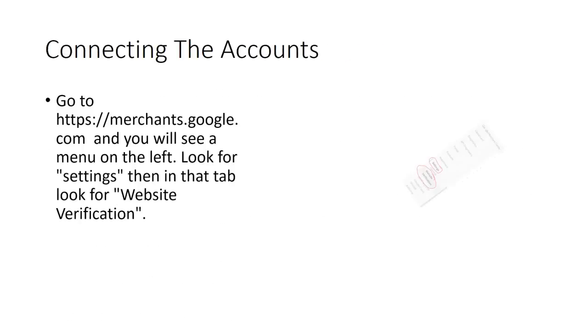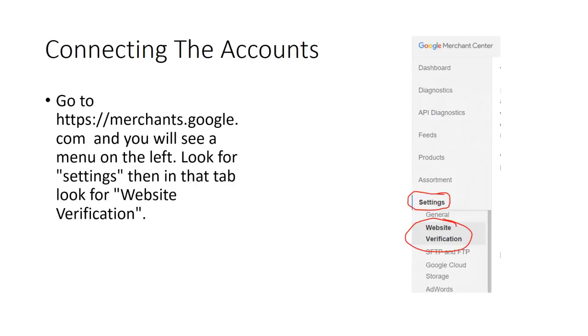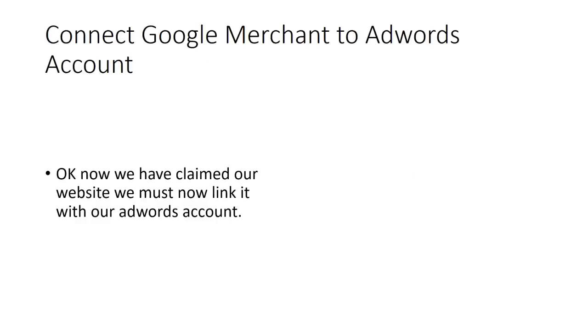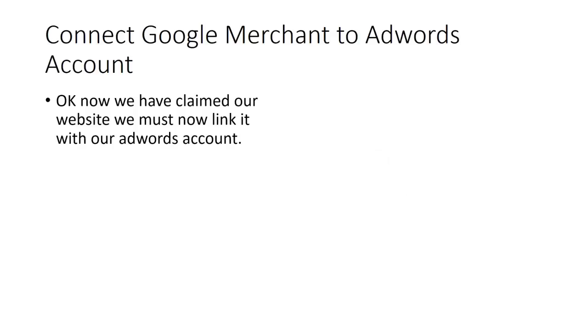Now, connecting the accounts. So we want to go to the merchants.google.com, and you'll see a menu on the left. Look for settings. Then in the tab, look for website verification. Okay, you'll see this little thing on the left when you're logged into the merchant account. Next, you want to click on the button and verify the website. After you click verify, you'll see this little, verified and claim. You have to verify and claim that URL. It's a pretty simple process if you already have it set up in your Google Search Console. Now we have claimed our website.